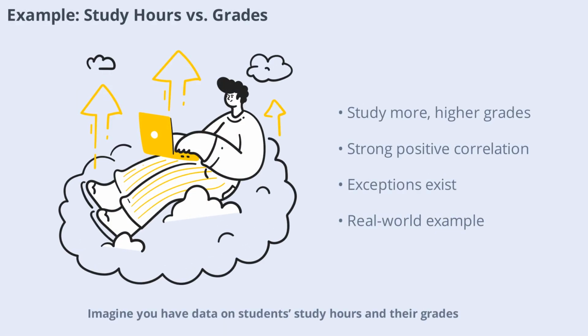Imagine you have data on students' study hours and their grades. If you plot this data and calculate the correlation coefficient, you might find a strong positive correlation. This means that generally students who study more tend to get higher grades. However, remember that this doesn't guarantee every student will follow this trend. There are always exceptions, but overall the relationship is clear. This example helped illustrate how correlation works in everyday scenarios.